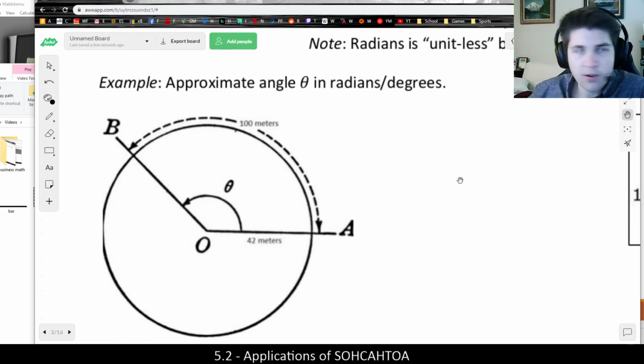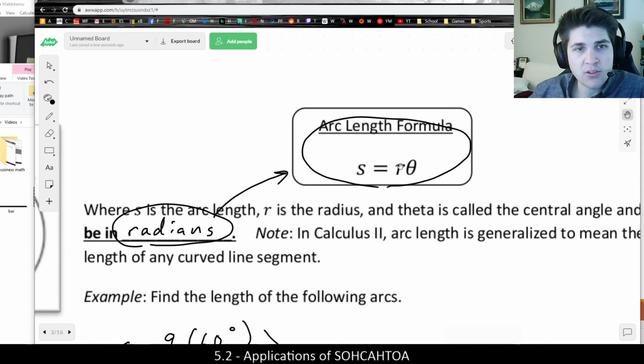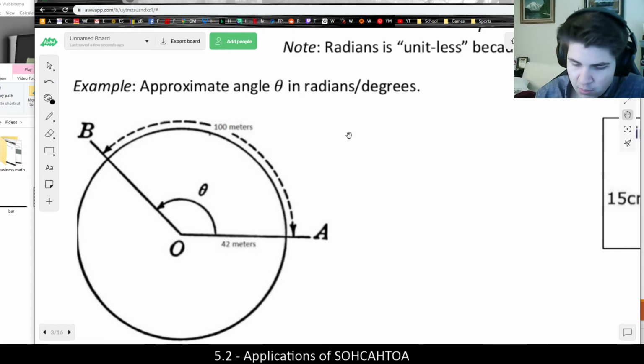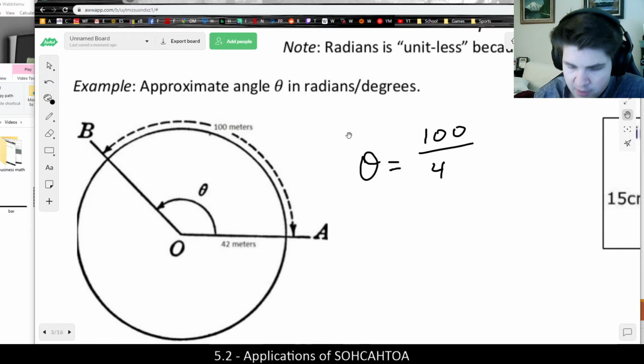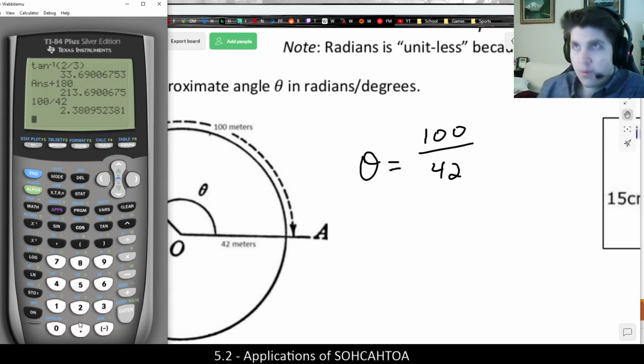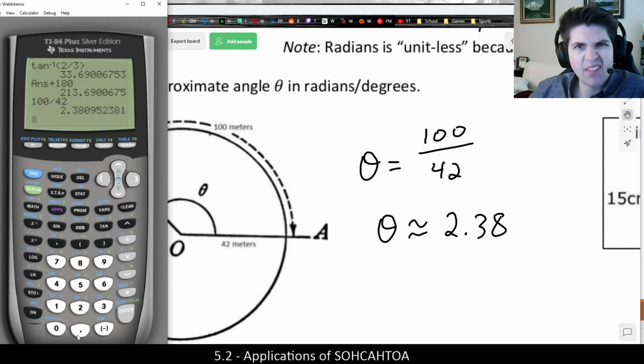Because if S is equal to r theta, I could also divide both sides by r to find theta. Theta would be equal to S over r. So, say I wanted to know, well, what is this angle? It would just be the arc length 100 divided by the radius 42, and that angle would be that exact value, 100 divided by 42, which is approximately 2.38. But what's important to know about that number is that, just like before, it must be in radians, so this calculation is a radian measurement.